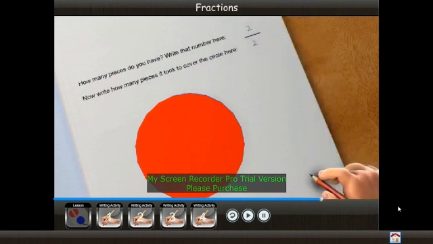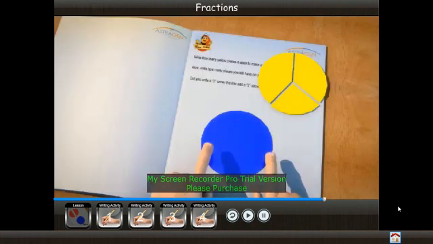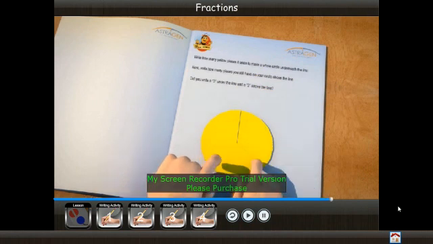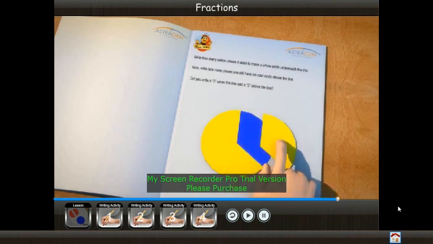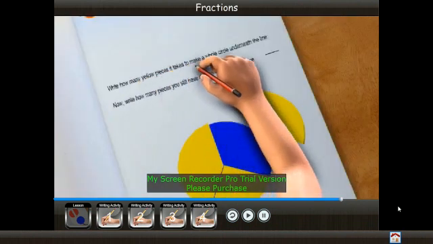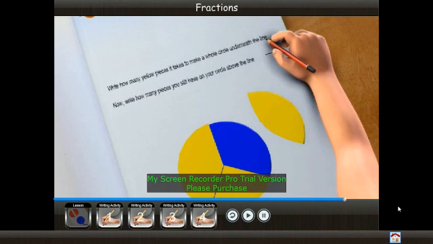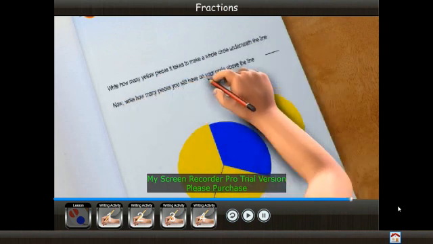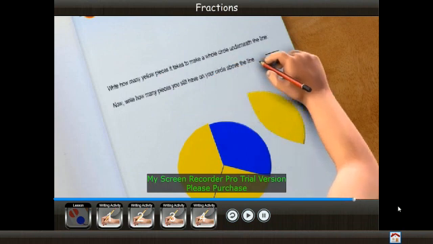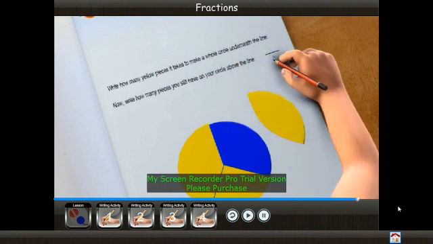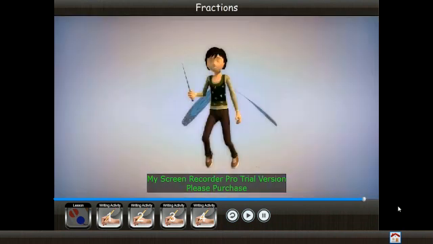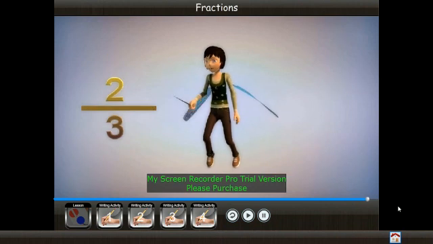Did you? Great! Now look at your yellow pieces. Do you have 3 of them? Lay them on the blue circle so that you cover the whole circle. Now take 1 off. Write how many yellow pieces it takes to make a whole circle underneath the line. Now, write how many pieces you still have on your circle above the line. Did you write a 3 under the line and a 2 above the line? If so, good work! You have 2 by 3, 2/3 of a circle.